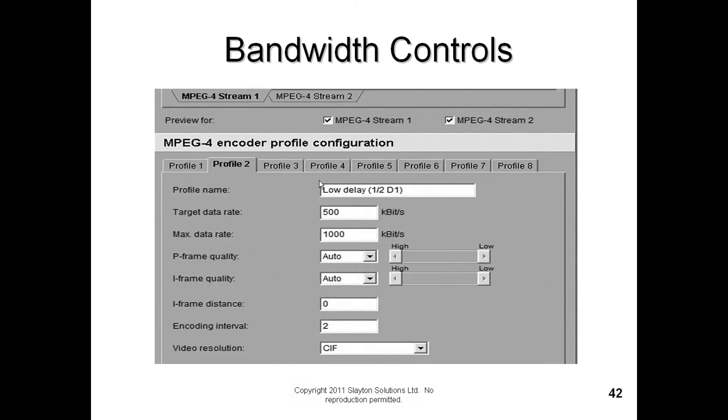Now here is a screen from a vendor, Bosch. This happens to be an MPEG-4 stream setting, and one of the nice things about their product is they give you a target data rate and a maximum data rate. So the target data rate for this particular camera or encoder is 500 kilobits per second. Maximum data rate is 1,000 kilobits per second.